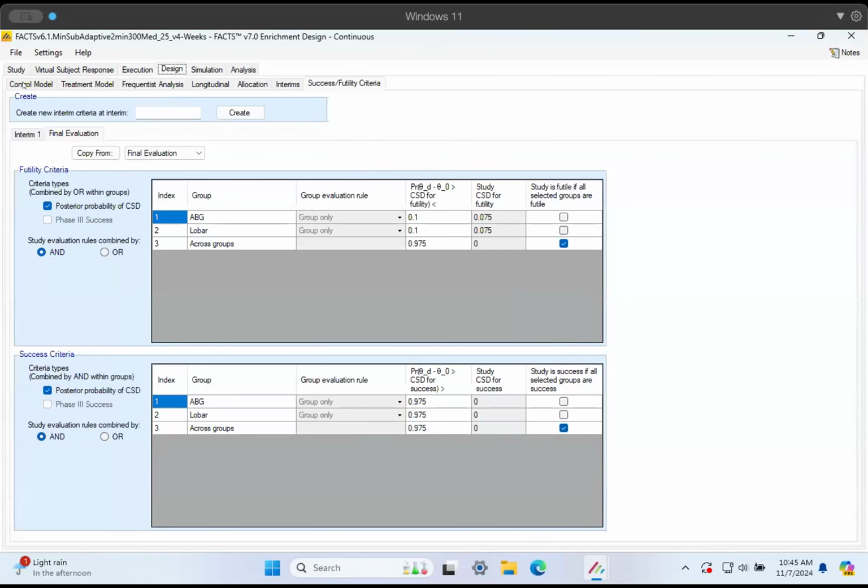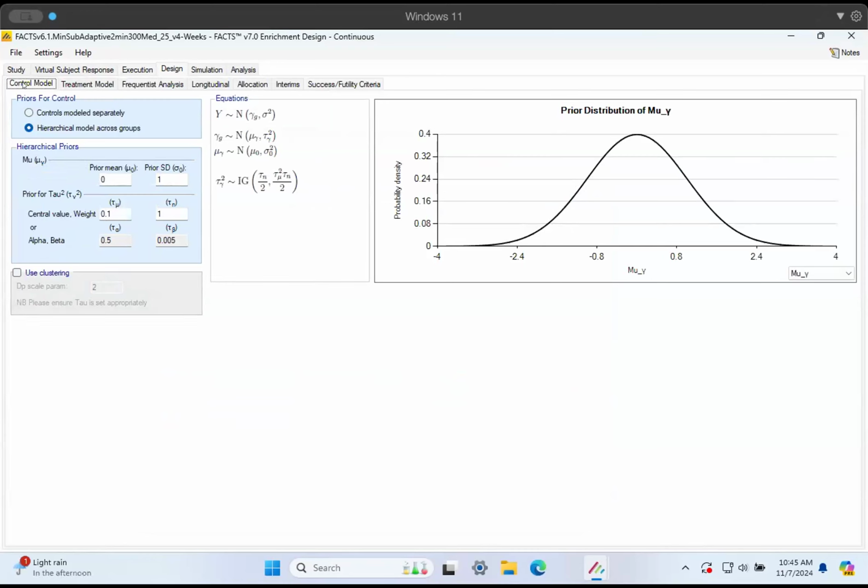Okay, the design tab, this is where those models come in that I was showing in the slides. So in the control model, we're going to use a hierarchical model across groups. This is where we estimate gamma G. So it's the control rate for each stroke location. Those are going to have a hierarchical prior on them. So a common mean, mu gamma, and a tau parameter that controls the amount of borrowing between the gamma Gs.